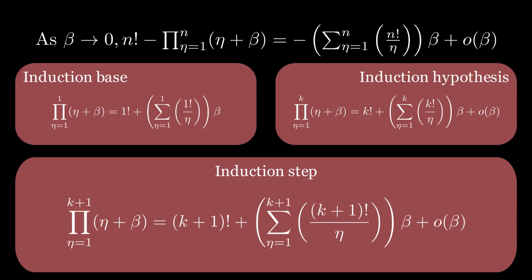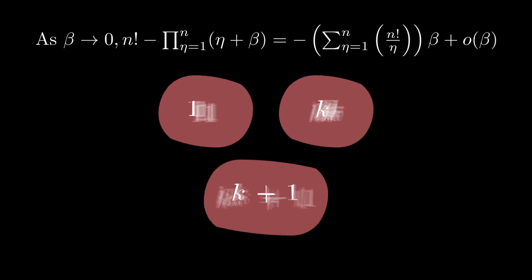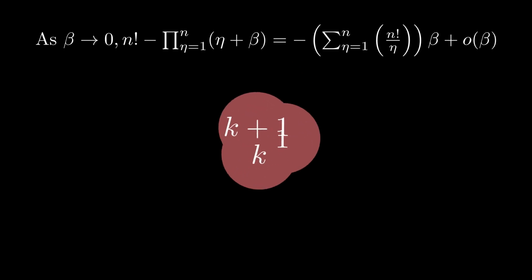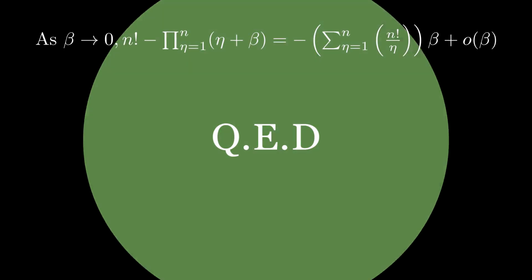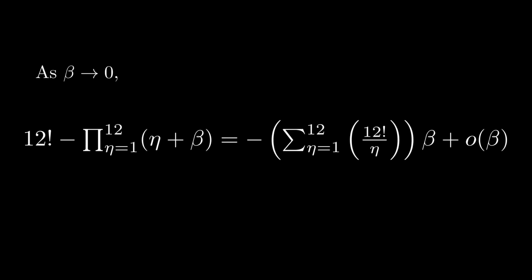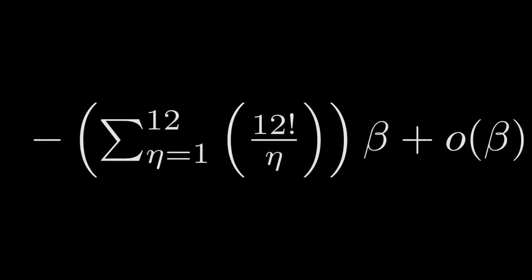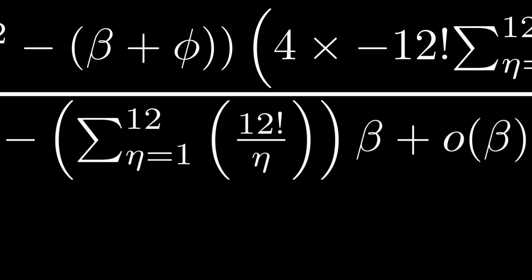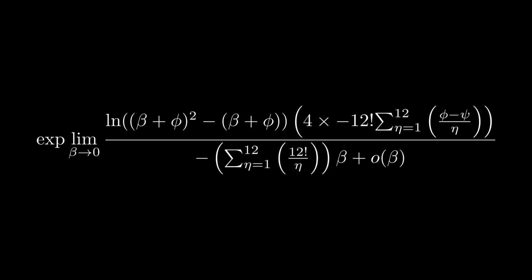Would you look at that? We have now arrived at the hypothesis for k plus 1. This means that every part of the induction proof is finished. Hooray! Now let's use this lemma in our limit. Here we can replace the previous denominator with this new one. And our limit now looks like this.